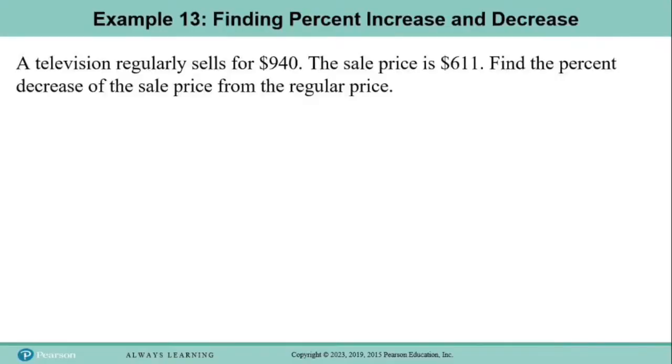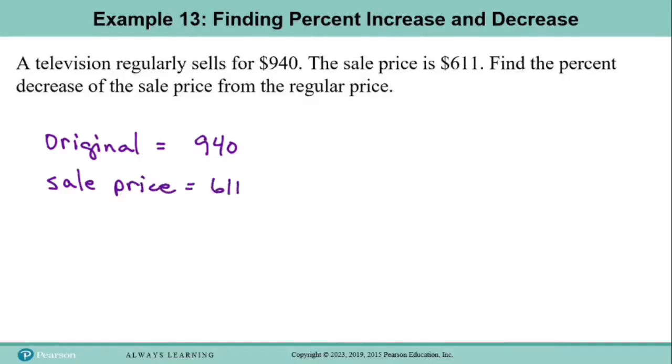Now in example 13, we're going to do the same kind of thing, but just with a retail example. So it says a television regularly sells for $940. The sale price is $611. Find the percent decrease of the sale price from the regular price. So we can see from the problem that the original was 940 and the sale price is 611.